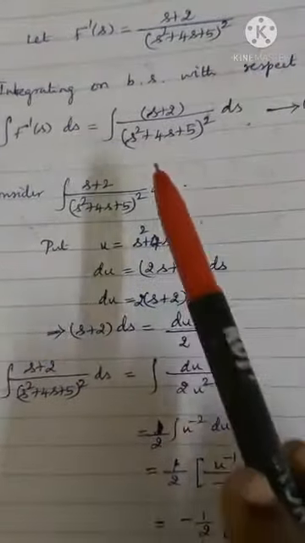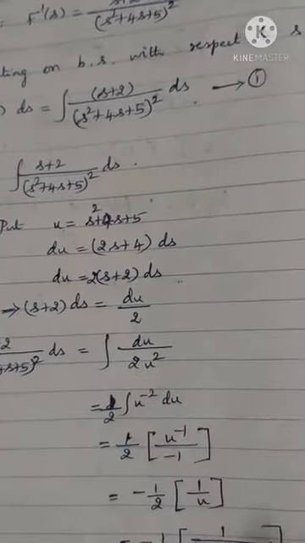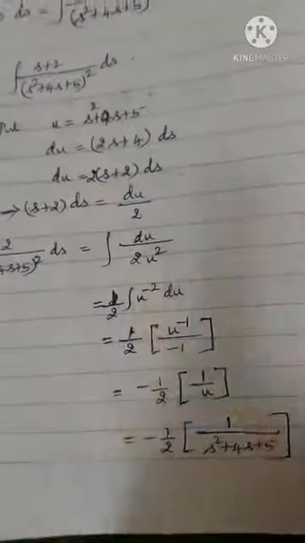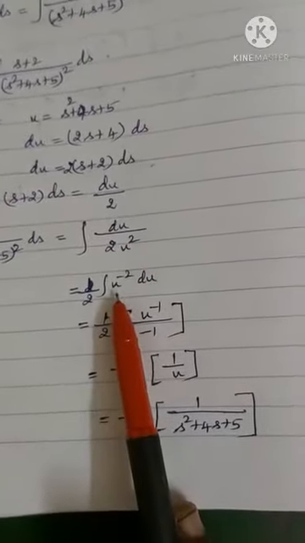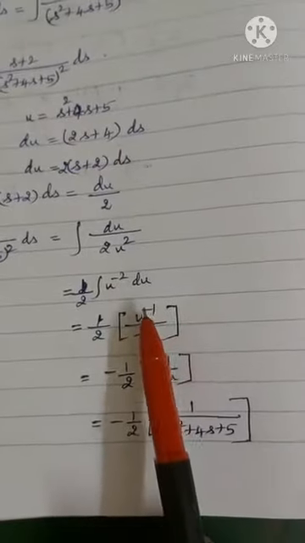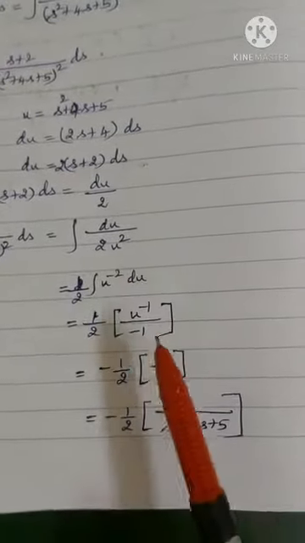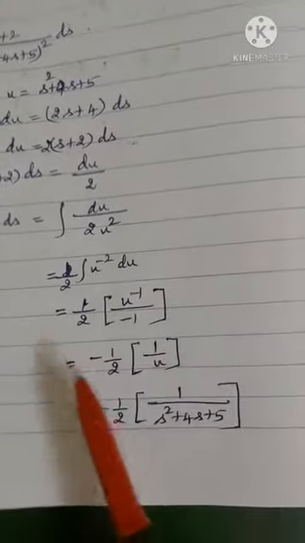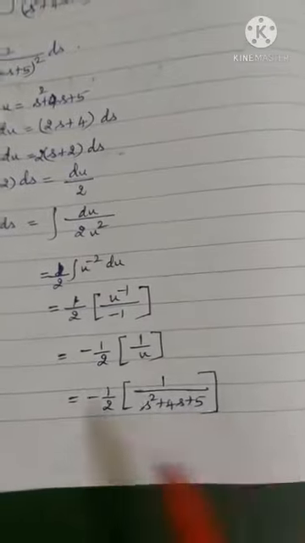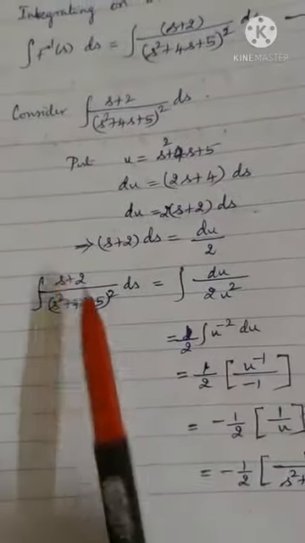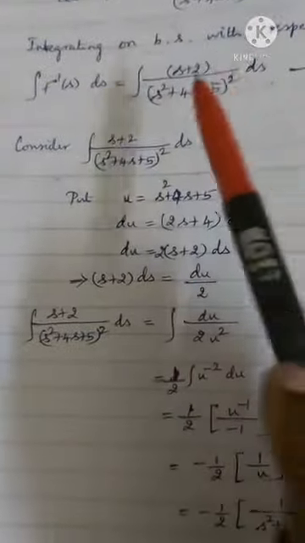Let us now substitute. Numerator is du by 2, denominator is u square. Take u to the numerator, u power minus 2. Keep 1 by 2 outside. Integrate; we know the integration of x power n dx is x power n plus 1 by n plus 1. Minus 2 plus 1 by minus 2 plus 1. Take the negative sign outside. U power minus 1 is 1 by u, where u is s square plus 4s plus 5. So we have got the answer of this integral. Let us substitute the value of the integral in our first equation.